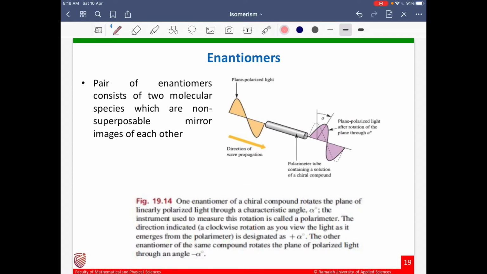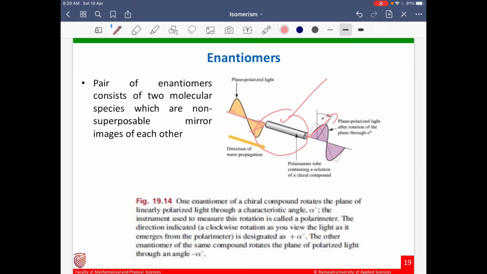So what is an enantiomer? A pair of enantiomers consists of 2 molecular species which are non-superimposable mirror images of each other. For example, you pass plane polarized light through a polarimeter tube which contains a solution of the compound that you have taken, and you see in which direction it rotates. If it is rotating to dextro, then we will call it D. If it is rotating left, then we will call it L.